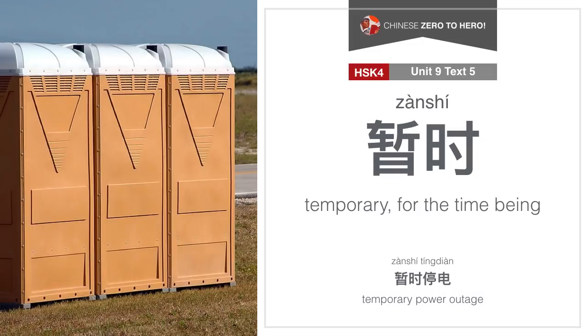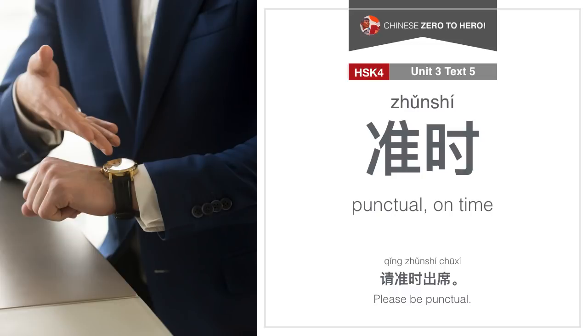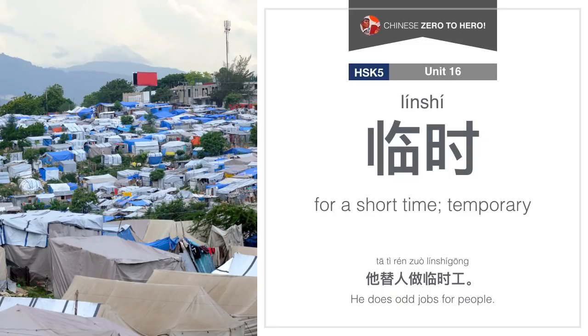In HSK 4, we also learned 暂时 meaning temporary or for the time being. 暂时停电 temporary power outage. In HSK 4, we also learned 准时 meaning punctual or on time. It's similar to 按时。请准时出席 Please be punctual in your attendance. In HSK 4, we also learned 临时 meaning for a short time or temporary. 他替人做临时工 He does odd jobs or temporary jobs for people.